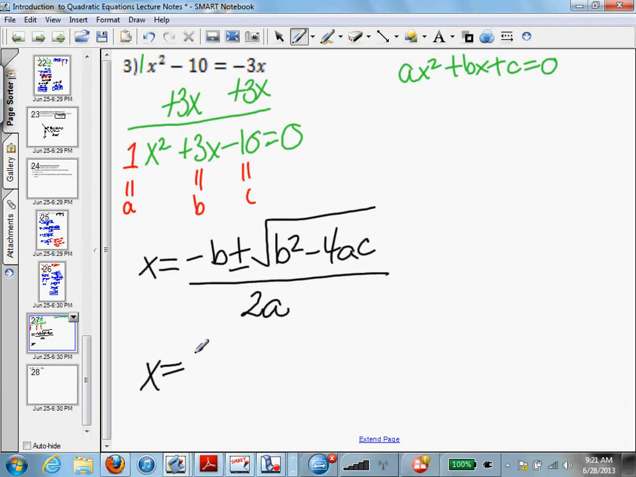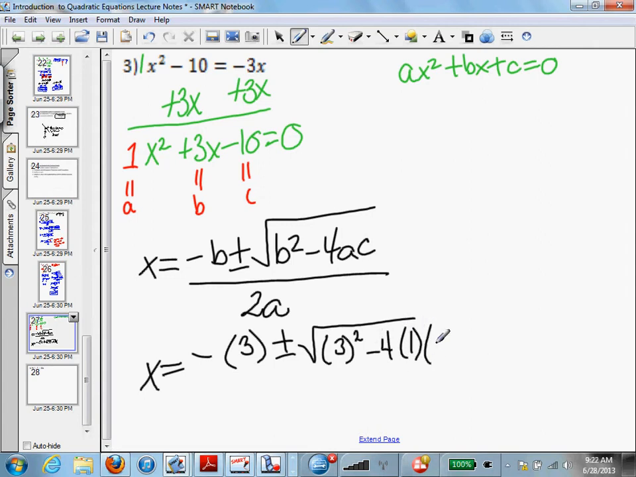So now let's start plugging in. We have x equals negative b, which is 3, plus or minus the square root of b squared, which is 3, minus 4 times a, which is 1, times c, which is a negative 10, all over 2 times a, which in this case is 1.